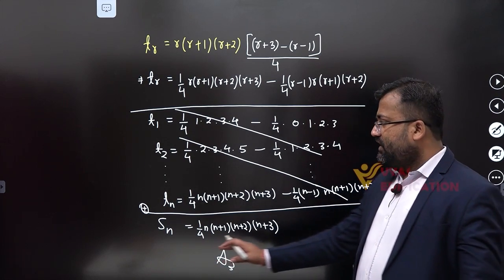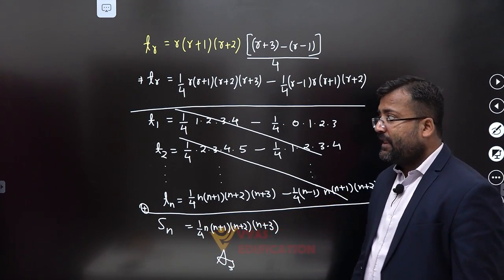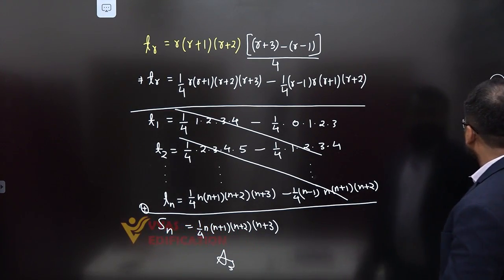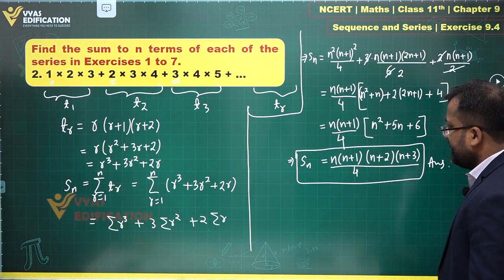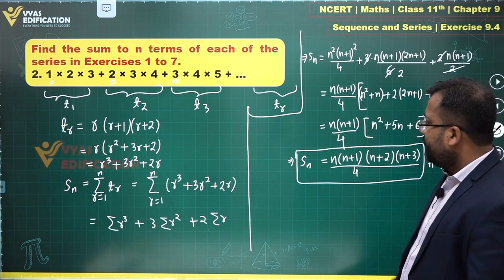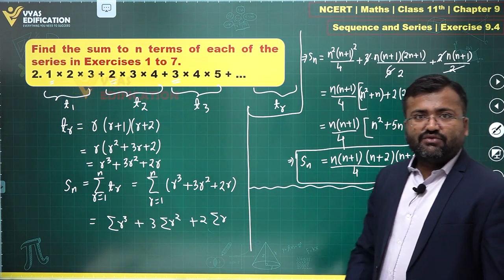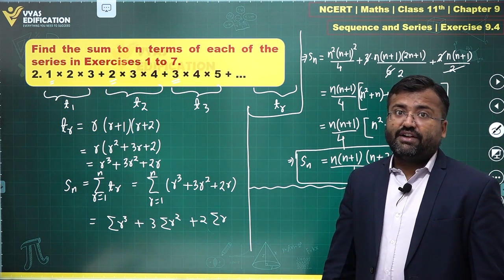Is that all? Yes, that's all in this question. And that's how you can solve it easily. Instead of doing what we just did over there, you obtain the same result, right? 1 by 4 times n plus 1, n plus 2, n plus 3. Is that okay? Yes. Can we discuss something else over here as well? Yes, we can discuss one more interesting thing.